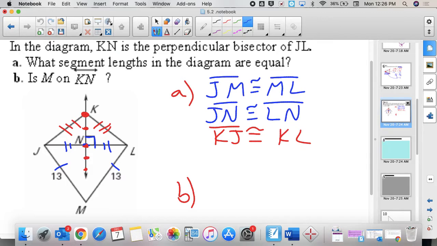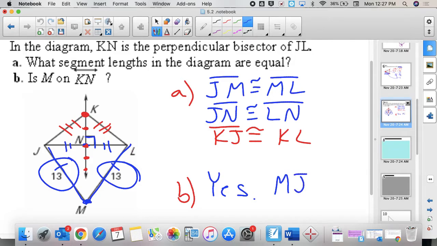And then B wants to know, is M on that perpendicular bisector? If M is equidistant from those two sides, since they're both 13, yes, it will. If they ask why, my reasoning is because MJ is equal to ML, both at 13. If a point is equidistant from the endpoints, it is on your perpendicular bisector.